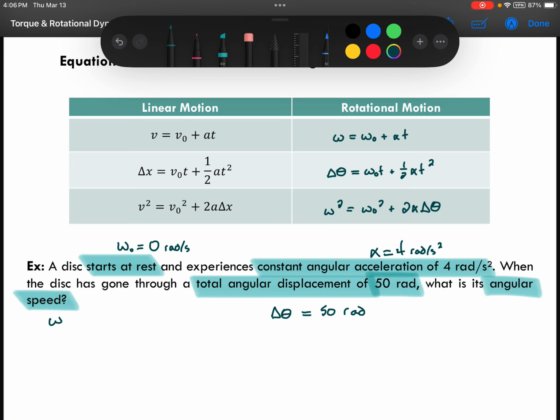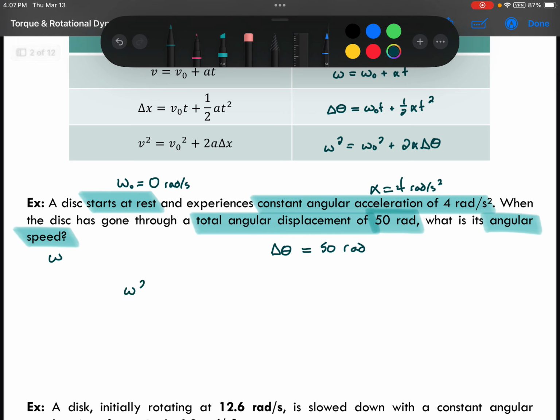And just like with our kinematics before, once we've identified what we know, that's going to help us narrow down which equation to use. So we're looking for omega. So one, we have to use an equation that has omega in it, so we can solve for that. And there is a variable that we have no information about, and that is time. So ideally, we can jump to an equation that doesn't have time and does have omega and all the things we know. And indeed, the third equation here fits the bill. Omega squared equals omega naught squared plus 2 alpha delta theta.